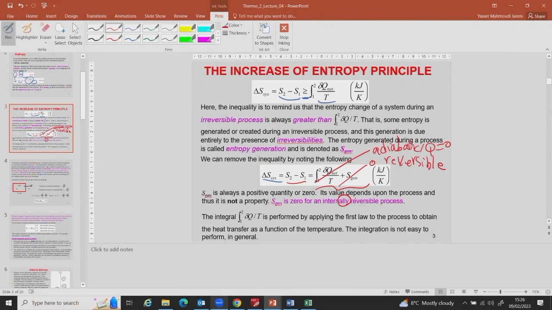What does it mean? It means that there is no heat loss through the turbines. Just imagine a turbine. What is the turbine's job? You're going to give the turbine a high quality energy, a high temperature vapor, for example.